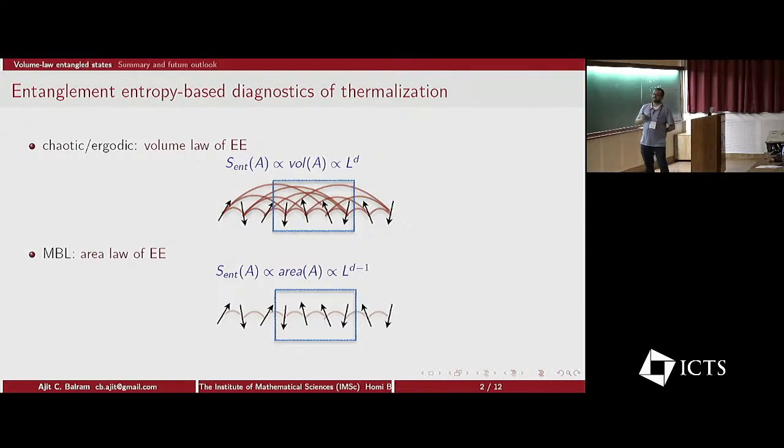This should be contrasted with other things like many-body localization that you heard about in the morning, where the entanglement entropy goes as L to the D minus 1. That is one level less than volume law. This is what makes it difficult, because if the entanglement entropy grows very quickly, then there is a lot of information in the state. So it is difficult to write down an analytic expression for a volume law entangled state.